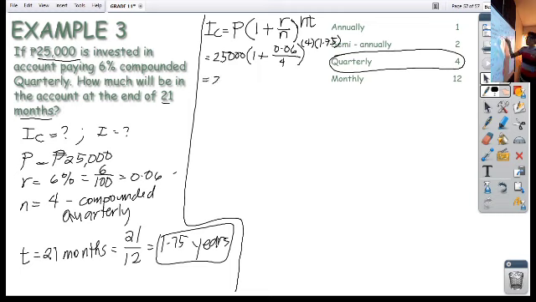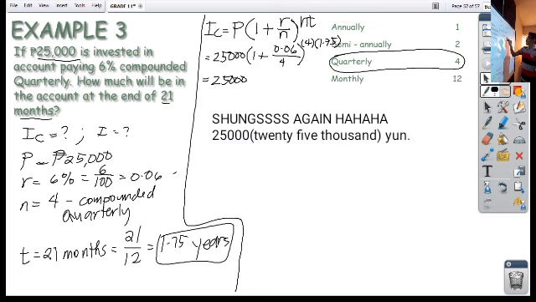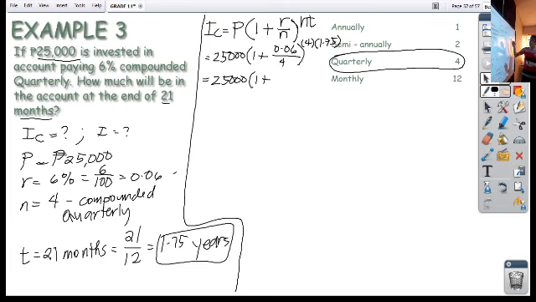Okay, next, 25,000. Bring down, then 1 plus, divide mo yung 0.06 kay 4. So, that is 0.015. Then, i-multiply mo ngayon si 4 kay 1.75. So, that is 7. So, next, 25,000. Sorry po. Then, i-add mo si 1 at si 0.015, that is 1.015 raised to 7. Raised to the 7th power, okay?